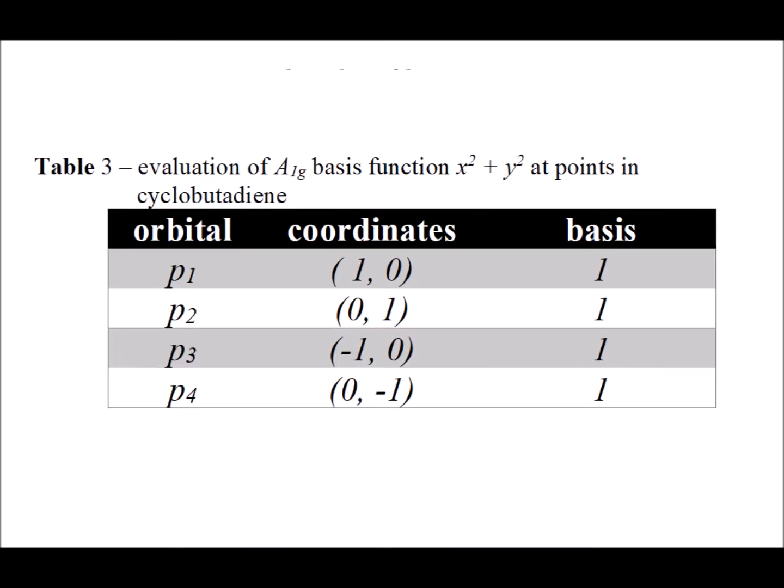Here in Table 3, we evaluate the A1g basis function x squared plus y squared at the 4 symmetry equivalent points in cyclobutadiene. So long as even just one of these is non-zero, then we know that we have to include the A1g irreducible representation in the permutation representation delta 4.